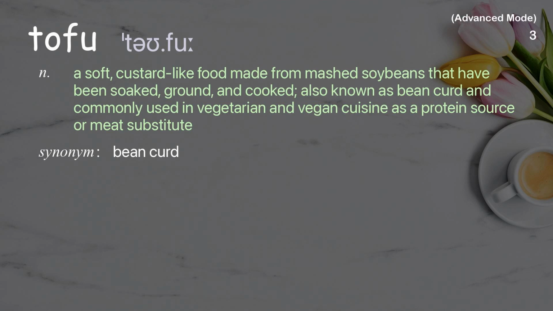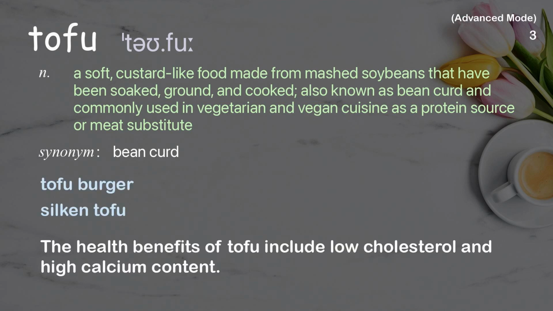Tofu. A soft, custard-like food made from mashed soybeans that have been soaked, ground, and cooked, also known as bean curd, and commonly used in vegetarian and vegan cuisine as a protein source or meat substitute. Examples: Tofu burger. Silken tofu. The health benefits of tofu include low cholesterol and high calcium content.